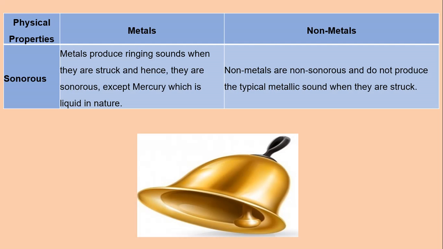The next physical property is sonorous. Metals generally produce a ringing sound when struck with a hard object. This is known as the sonorous property. But mercury, as it is a liquid, does not possess the sonorous property. On the other hand, non-metals are non-sonorous and they do not produce the ringing sound that is produced by metals.